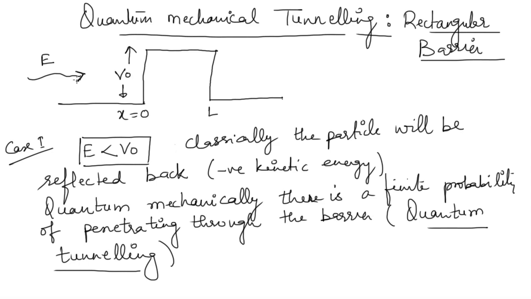Now in order to solve this problem, I will divide my problem into three regions, region 1, 2 and 3. Then what should I do? I should write the Schrodinger equation, write its solution, apply the boundary conditions and try to find the probability currents and the reflection and transmission ratios. Now you all know the recipe of the problem.